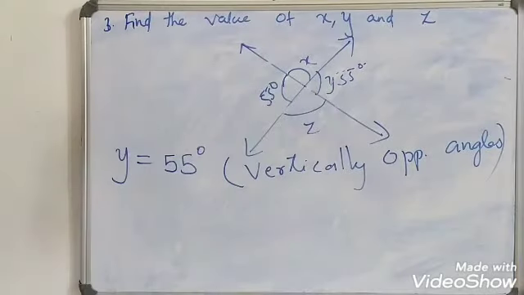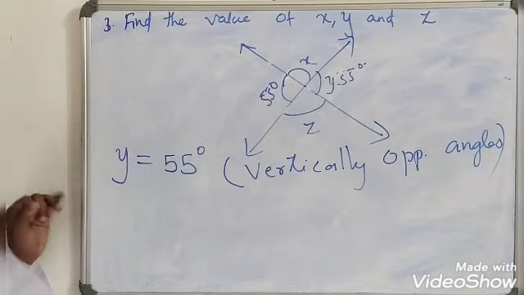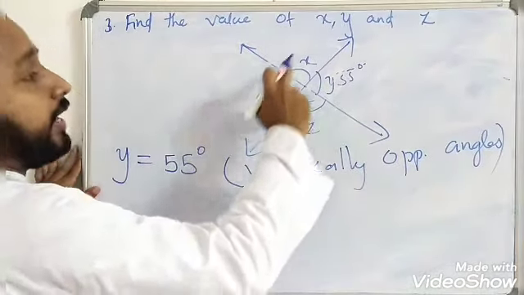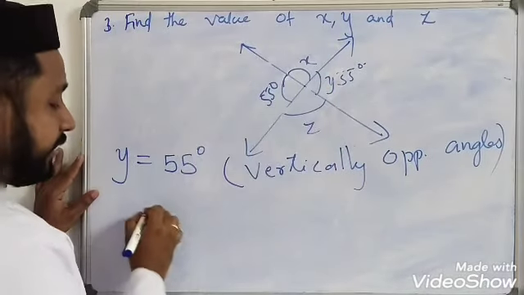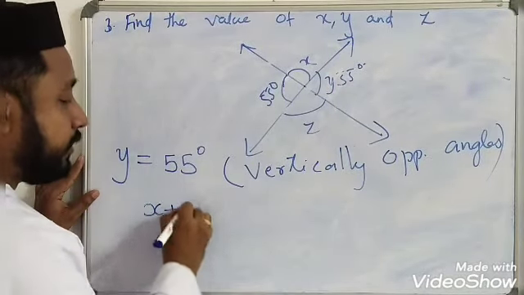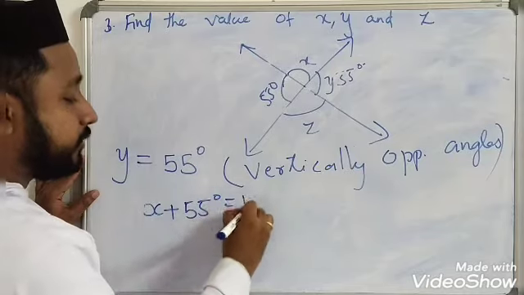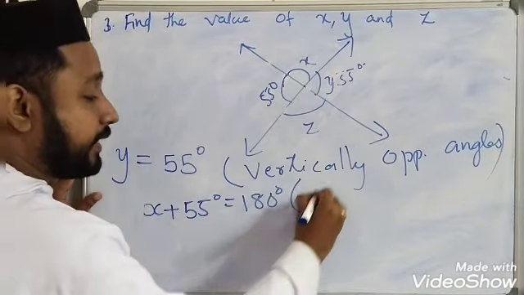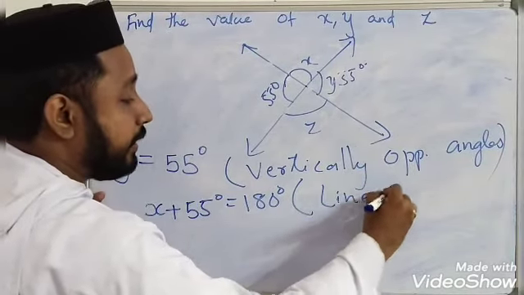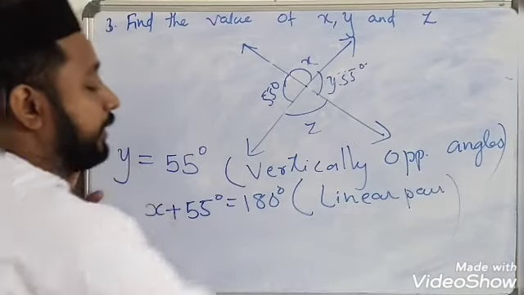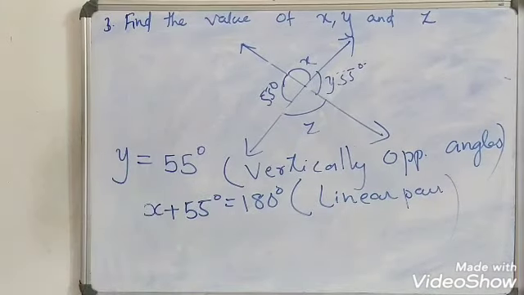We have studied the speciality of linear pair. The speciality of linear pair is that their sum is 180 degrees. So the sum of 55 and x is 180 degrees. That is, x plus 55 degrees is equal to 180 degrees. The reason is linear pair.